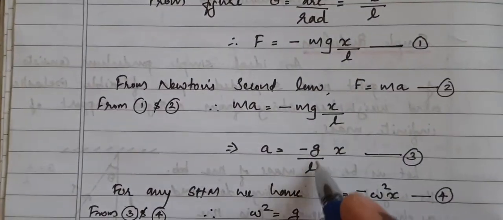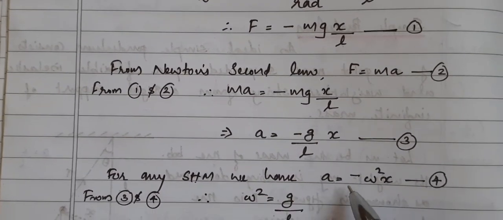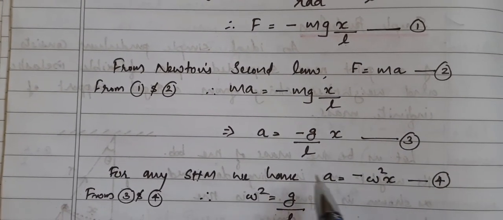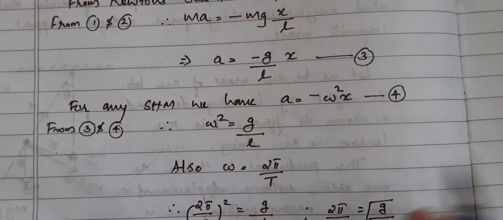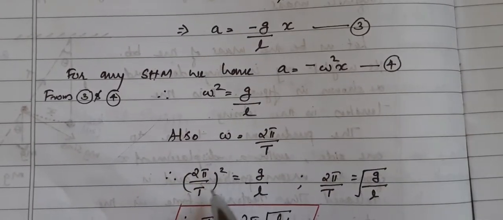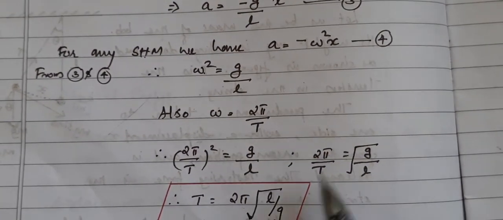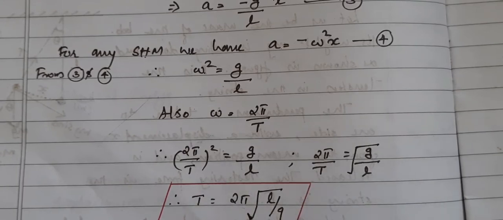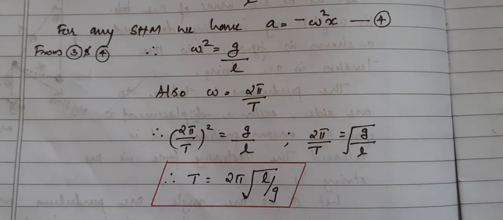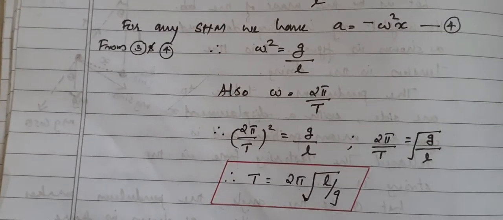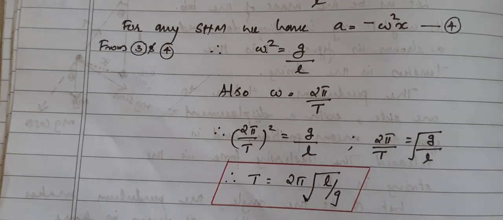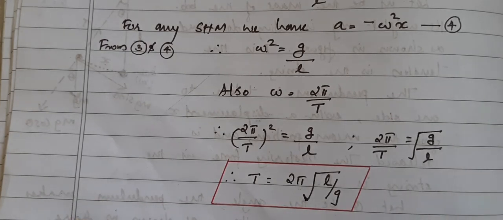Now we got a is equal to minus g by l x. That a we can equate with minus omega square x, where omega square is equal to g by l. Omega is 2 pi by T, we know. So 2 pi by T, the whole square, is g by l. So from this, if you rearrange, we get T is equal to 2 pi root l by g. So similar to the spring, we got an equation. For the spring we got 2 pi root m by k, but here for the pendulum, we get T equal to 2 pi root l by g. So this is the equation for the simple harmonic motion in the case of a simple pendulum.